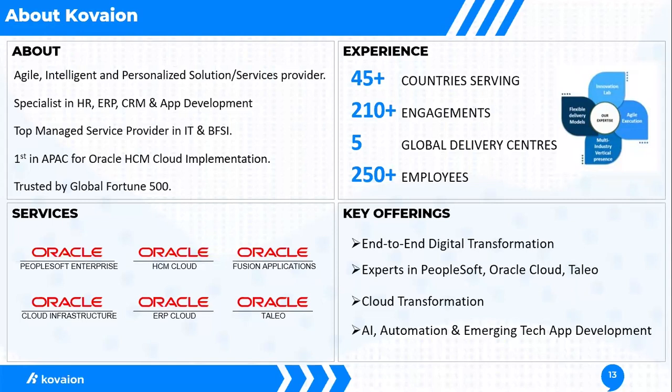We do end-to-end digital transformation. We have experts in PeopleSoft, Oracle Cloud, Taleo, and we do cloud transformation as well. And we have AI, automation, and emerging tech app development. So this is about us, Kovaion.